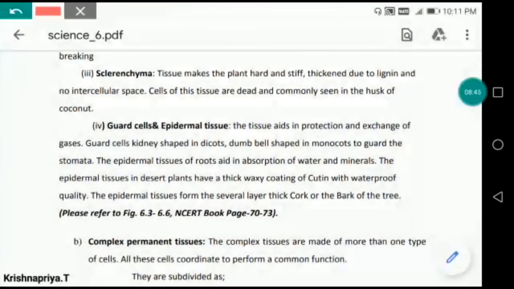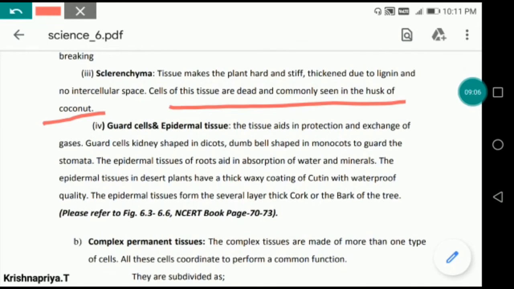These tissues are hard and stiff. The cells of these tissues are dead and commonly seen in the husk of a coconut. If you see the outer part of the coconut, it is hard and stiff. So it is made up of sclerenchyma. So sclerenchyma tissues are a type of dead tissue present in a plant.